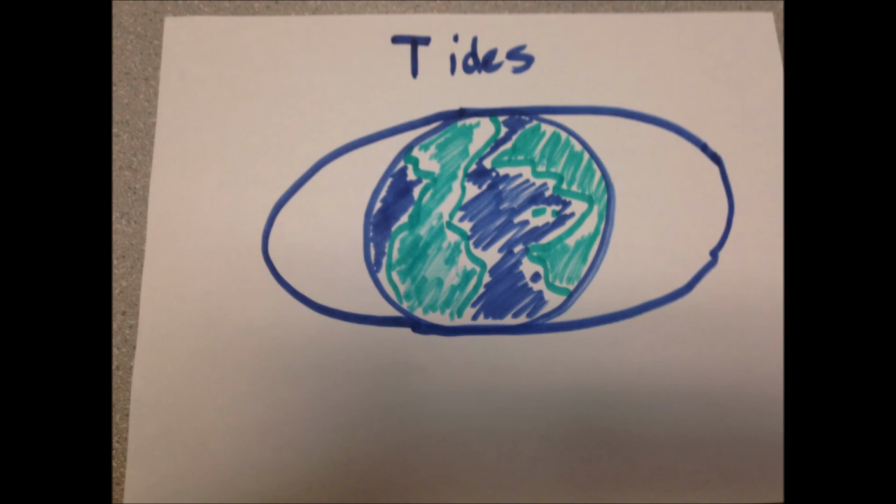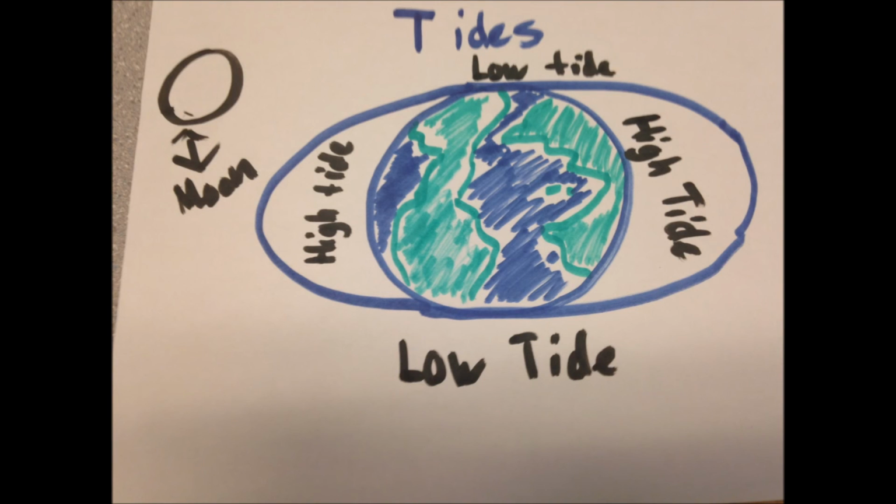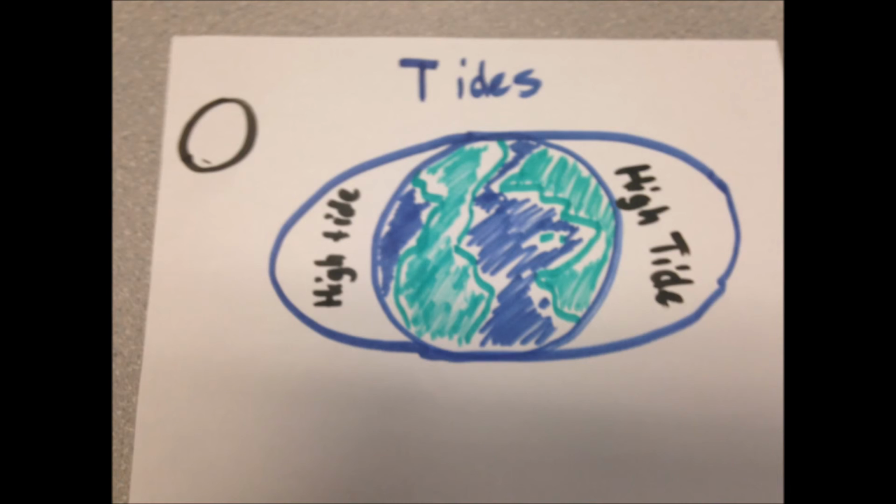The moon has a weak gravitational pull, but since it's close enough to the Earth, its pull can create tides here on Earth. Water is being pulled by the force, causing the Earth to bulge like so.